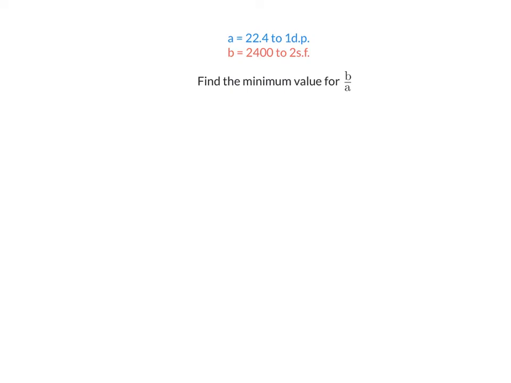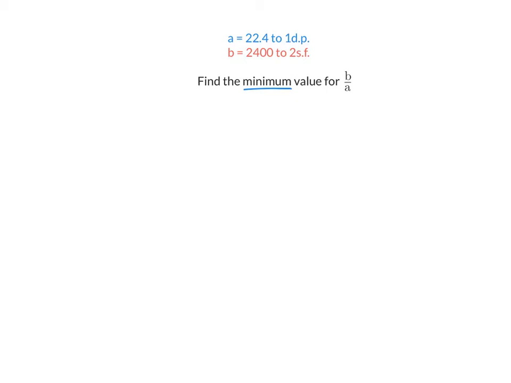A is 22.4 to 1 decimal place. B is 2,400 to 2 significant figures. Find the minimum value for B over A. Now, a lot of people see this word minimum and they think, right, well, I just need the lower bounds for each of those A and B. Now, do not assume this is the case, because it's not always.